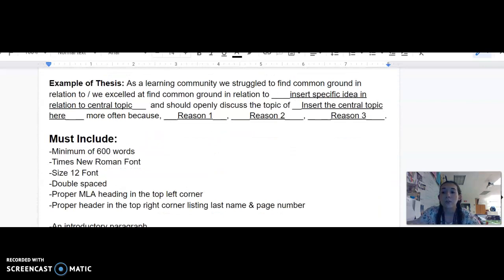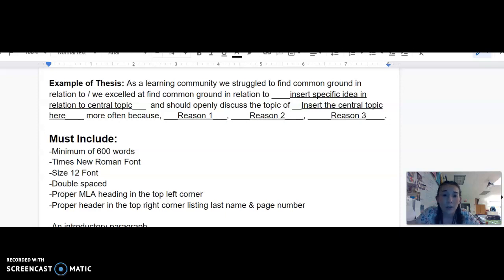Alrighty, so this is my last example of a thesis statement, related to the third option, which would be centered around the concept of Socratic discussions and having more open discussions in society, not specifically just our classroom, but in society as well. I created this thesis statement to say, as a learning community, we struggle to find common ground in relation to, or you could say, as a learning community, we excelled at finding common ground in relation to, and then you would insert a specific idea in relation to a central topic.